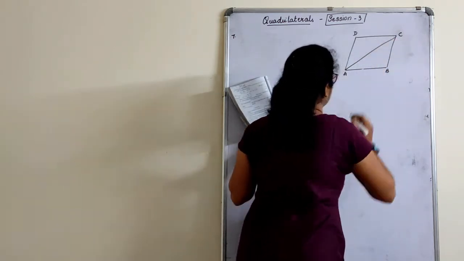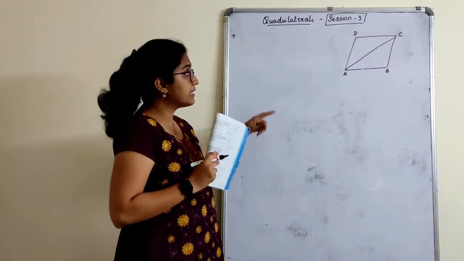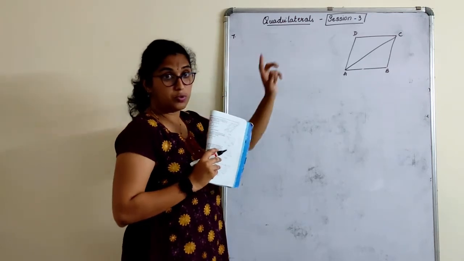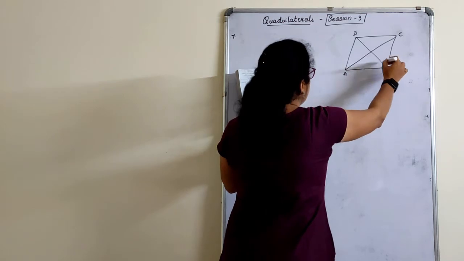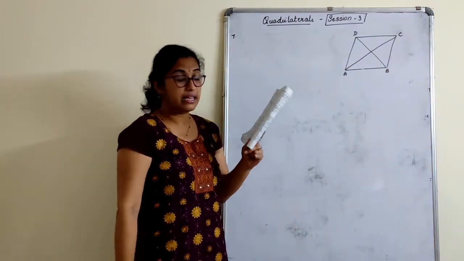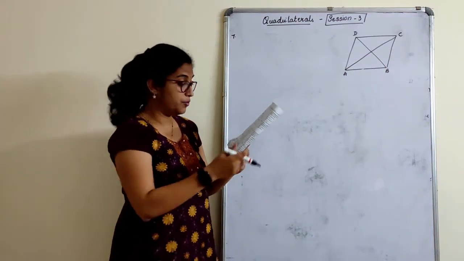We need to prove that. Diagonal AC bisects angle A as well as angle C. Those two angles are equal, we have to prove. Similarly, diagonal BD bisects angle B as well as angle D. That is all we have to prove here.